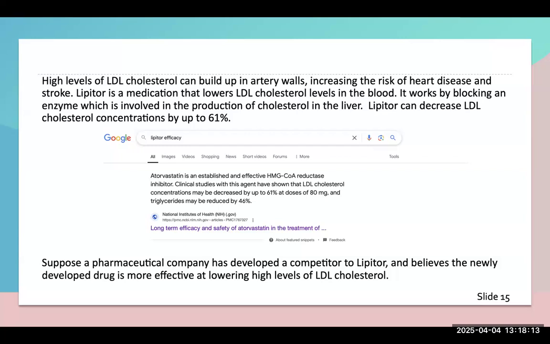by more than 61%. So the null hypothesis would be either P is equal to 0.61 or P is less than or equal to 0.61. That doesn't really matter if you want to say equals to 0.61 or less than. This is the concentration levels that the new medicine can reduce. And the alternative hypothesis is P is greater than 0.61. And what is P in this example? It is the new medicine, and it's the concentration levels of LDL cholesterol.